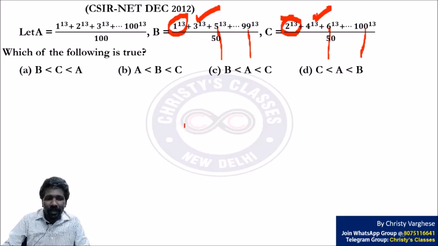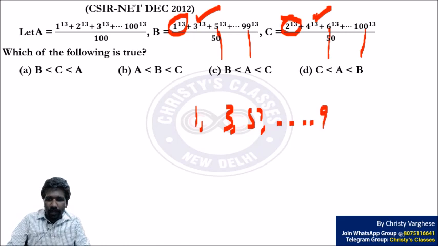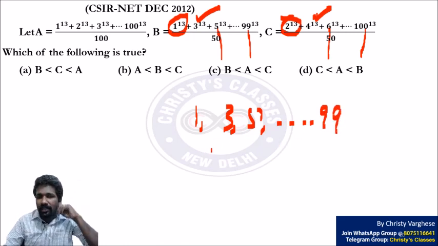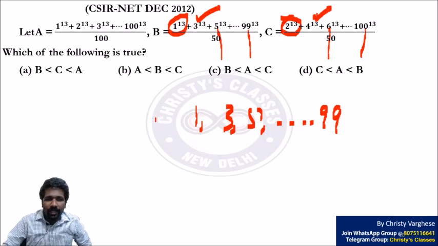Or simply speaking, what is the set of B? 1, 3, 5, 7 up to 99, the first 50 odd numbers. Then the power 13 to that, and then summing it up. And what is set C? This is the B set, this is the C set.